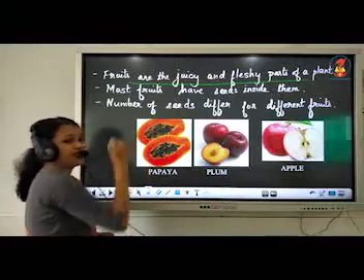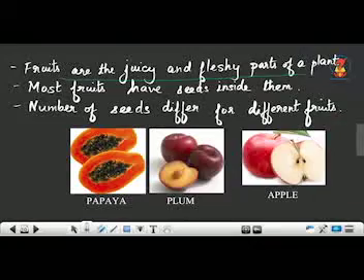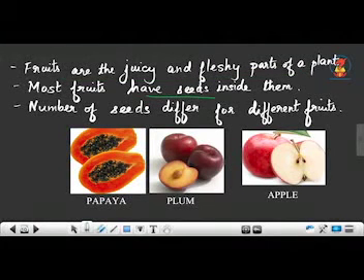And also inside the fruit you can see seeds. See, I have shown the picture of papaya, plum and apple. Inside the fruit you can find seeds. Here I have shown the picture of seeds. And the number of seeds are also different in different fruits.